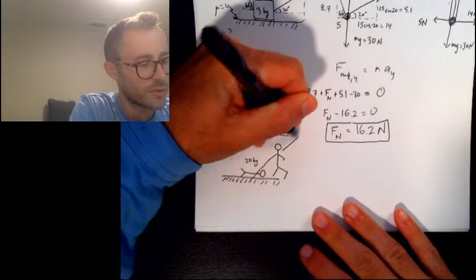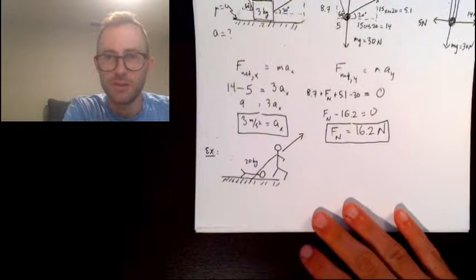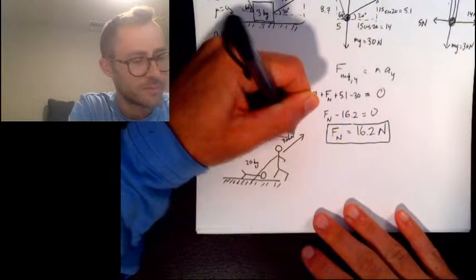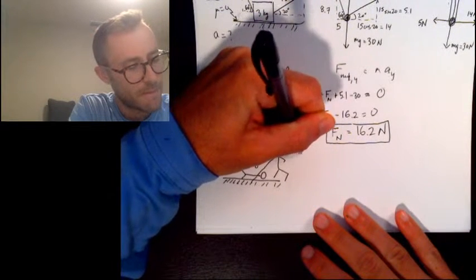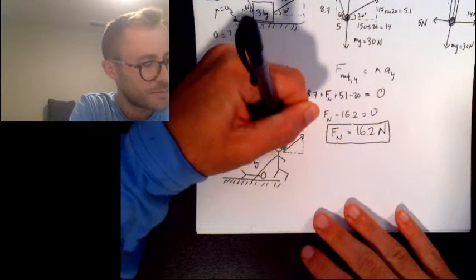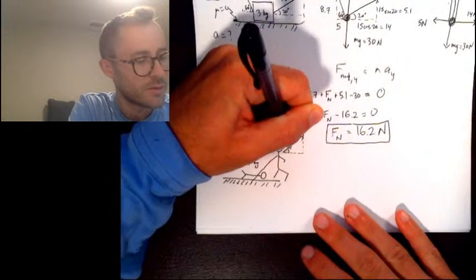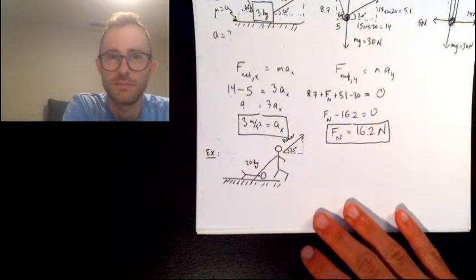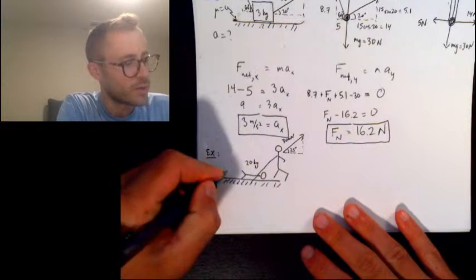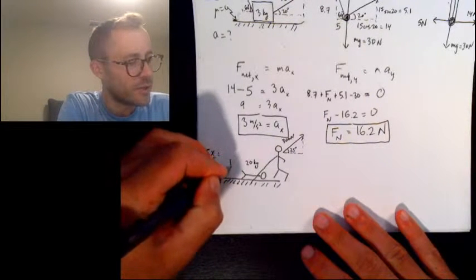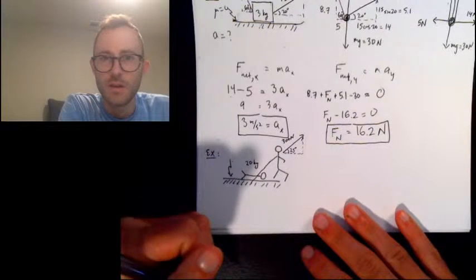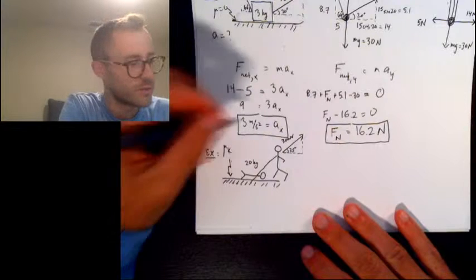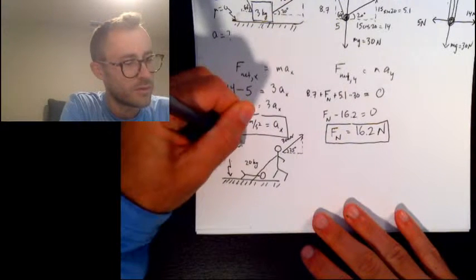And the force that the parent is exerting is 300 newtons at an angle of 25 degrees above the horizontal. Okay? And we're going to say that the coefficient of kinetic friction between the child and the playground is 0.2.